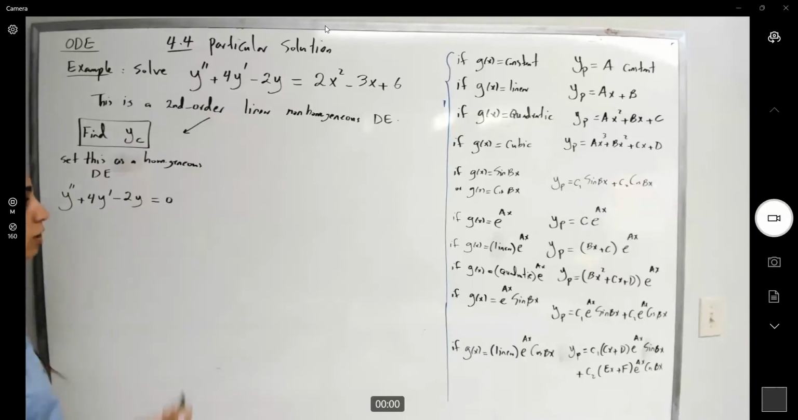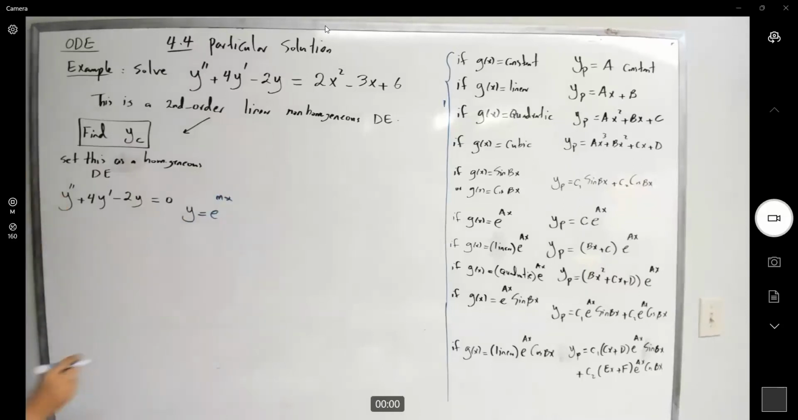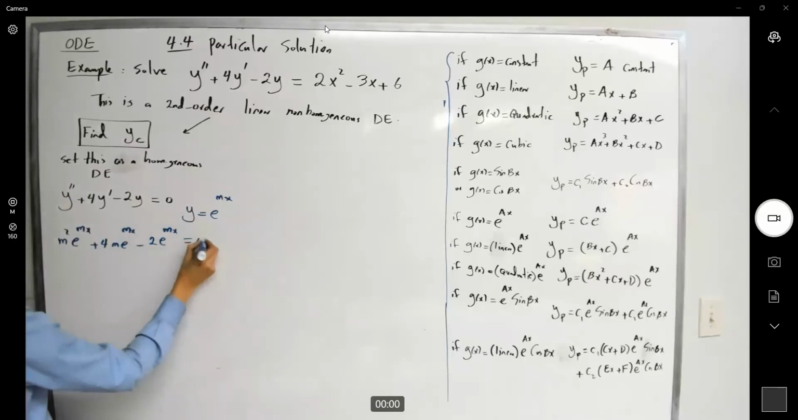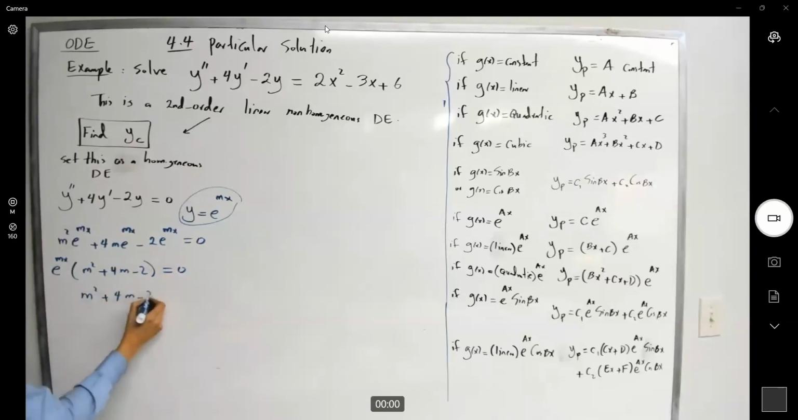Well, we have constant coefficients. A possible solution is y equals e to the mx. We need to form the auxiliary or characteristic equation. So we get m squared e to the mx plus 4m e to the mx minus 2 e to the mx equal to 0. If you factor out e to the mx, you get m squared plus 4m minus 2 equal to 0. e to the mx is not 0, so we set this equation equal to 0.